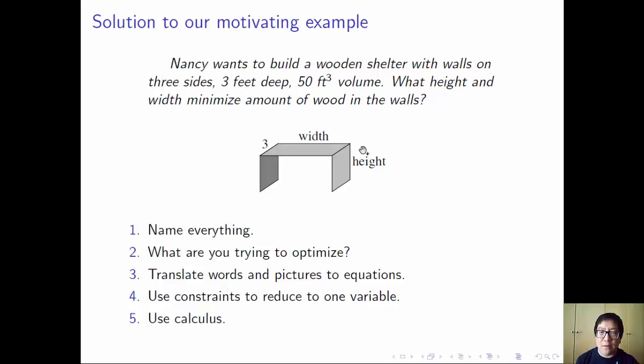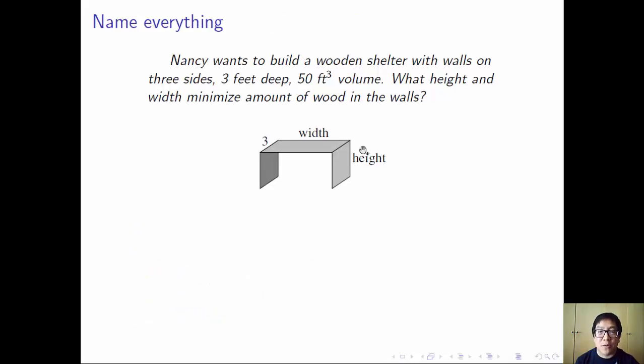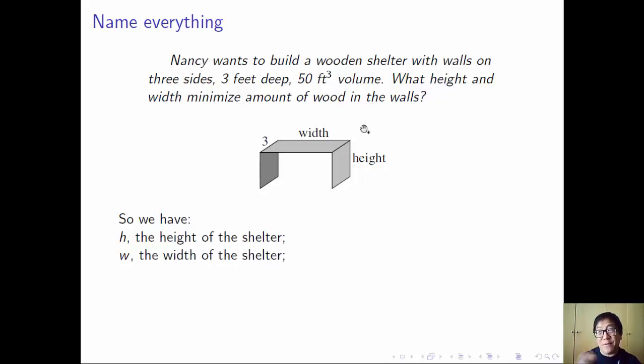All right, so tackling this problem in particular. So again, there's the problem again. So our first step is we're going to name everything. So what do we have? We have h, the height of the shelter. So let's call that h. I'm not very creative with my variable names, as you can see. Let's call the width of the shelter w. Let's call the depth of the shelter d.